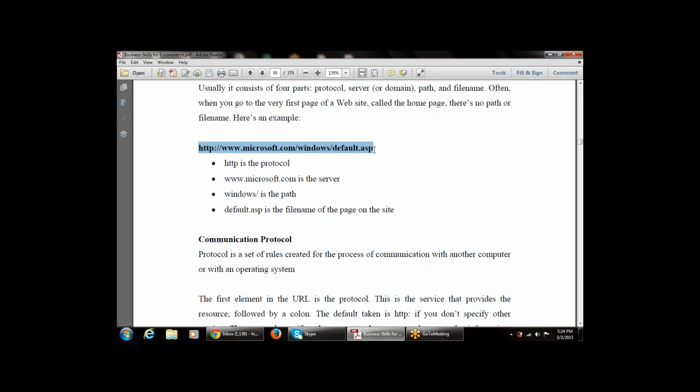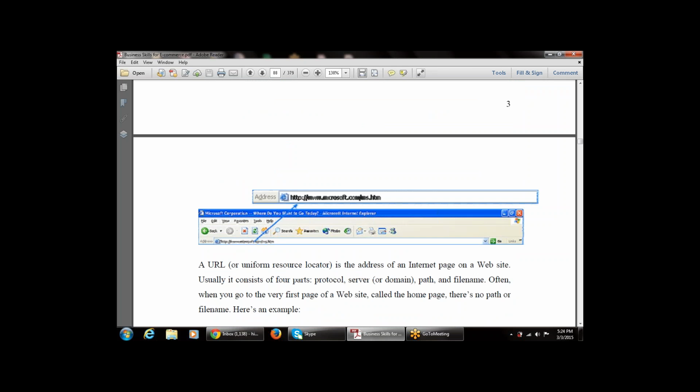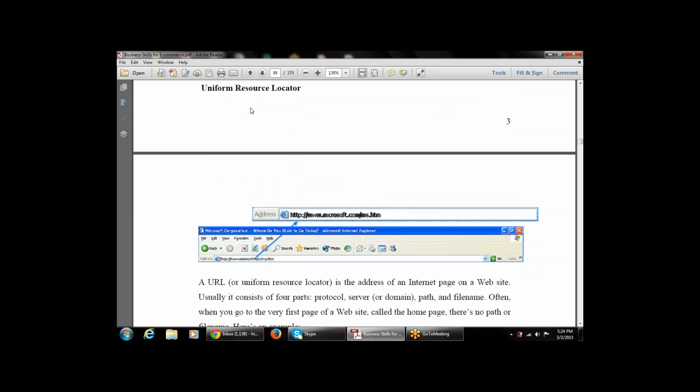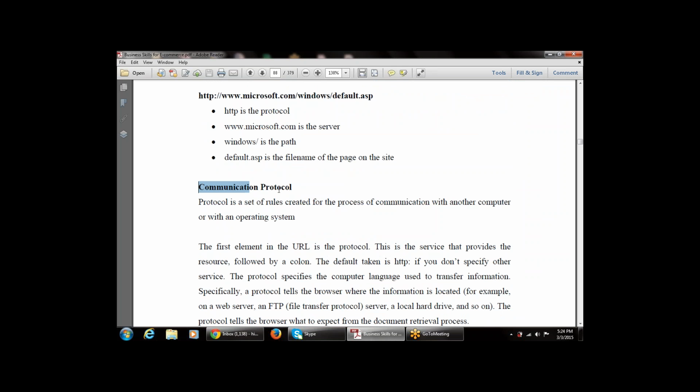Then the next part is communication protocol. That is the next concept. So we have finished with one concept of the advanced concepts of internet, that is the URL. Then the next concept is what is communication protocol. Protocols are nothing but a set of rules and regulations. A protocol is a set of rules that is created for the process of communication with another computer or with an operating system.